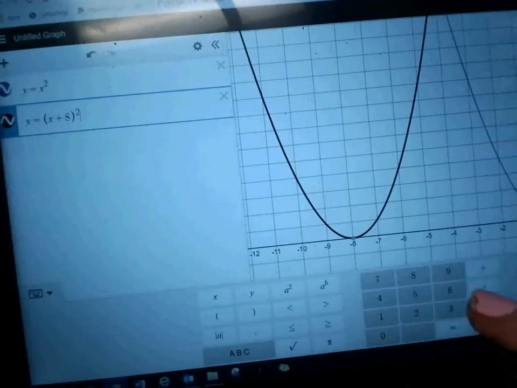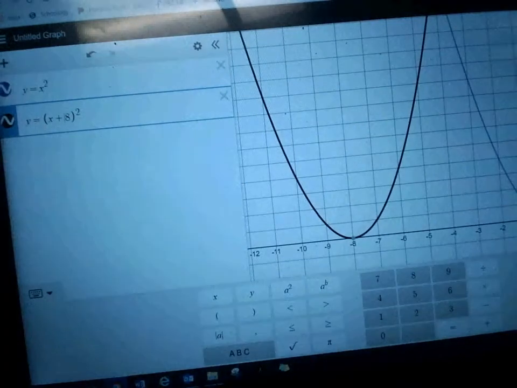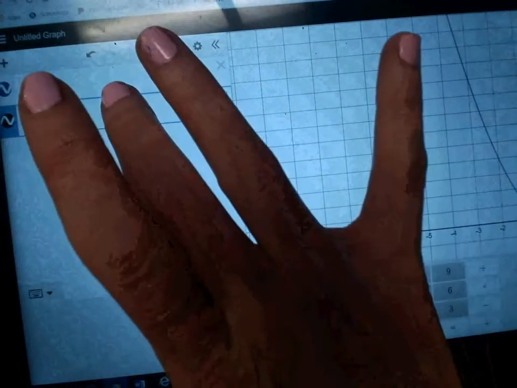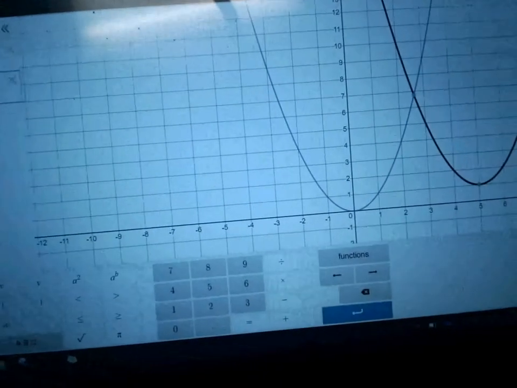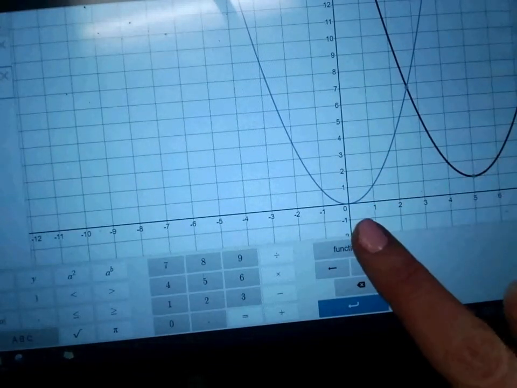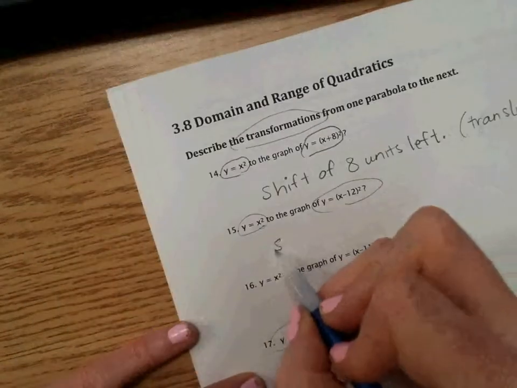So that first equation would be the same. And I need to change the second equation to, let's see here, -5, and then +1. All right, what happened here? Well, remember purple was our first, and then the black one was the second, so we went shift of 5 units to the right and 1 unit up.